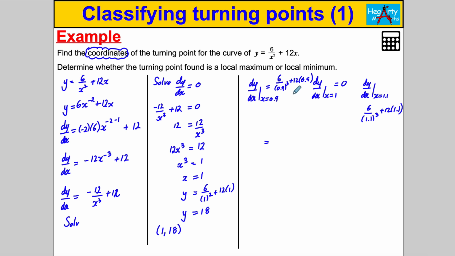In the first case over here, we get something like negative 4.46, etc. We know it's 0 here. And on the right, we would get 2.984, etc. So what do we have? Well, we've got a negative gradient to the left, a 0 gradient at the turning point, and a positive gradient to the right. Very clearly, we can see this must be a local minimum. So 1, 18 is a local minimum.